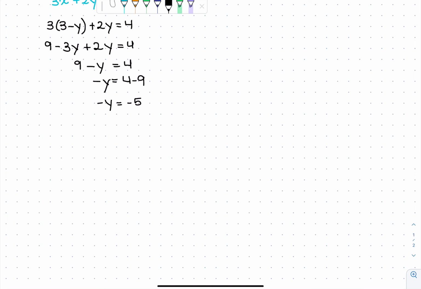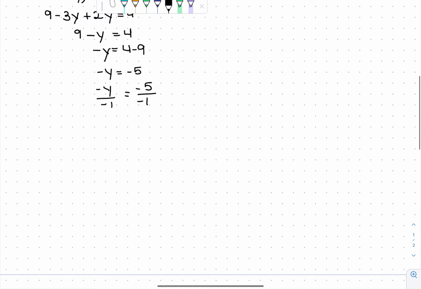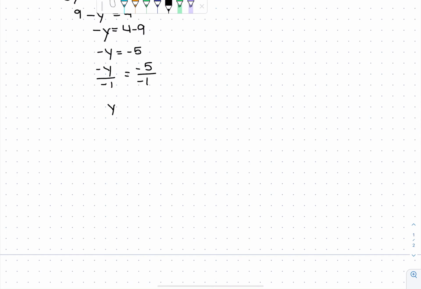So we actually still have to get rid of that negative sign. So to do that, we can do negative y and divide both sides by negative 1. And what this does is it changes the sign on both sides, and we get y equals 5.